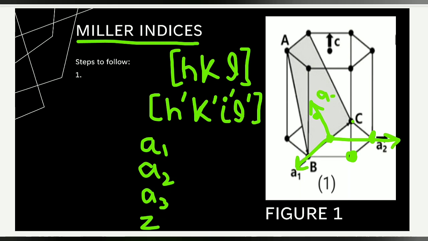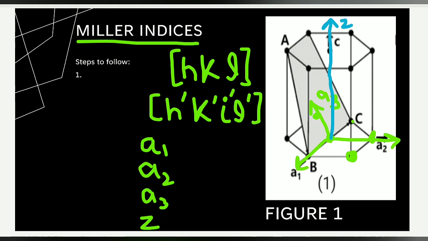So these three axis lines, A1, A2 and A3, are lying on the basal plane or on the base of the hexagonal system. Okay, so these three axis lines lie on the base, while the fourth axis, which is the Z axis, points vertically upward. This vertically upward direction, a straight vector, is the Z axis. So we have four axes here, A1, A2, A3 and Z axis.